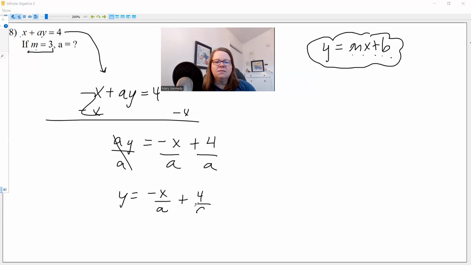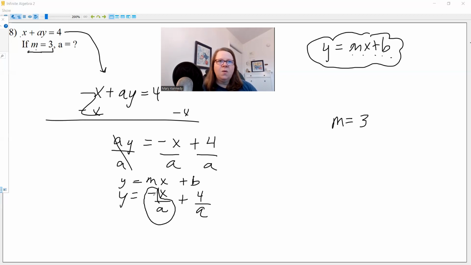Looks kind of strange, right? It's not looking like a typical problem with that a value. That doesn't make sense, does it? Okay, so let's think about this. It's y equals mx plus b, and we know m is actually equal to 3. What is the m value right now? What does it look like? Well, there's a -1, but it's divided by a.